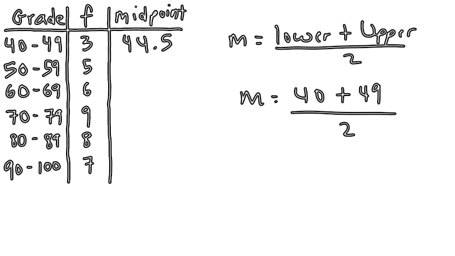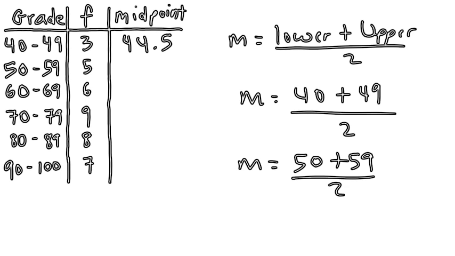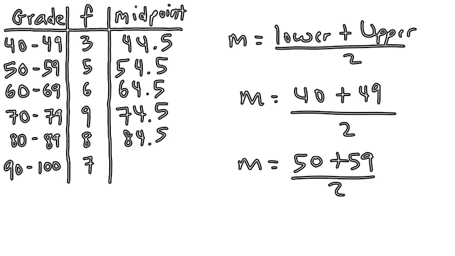Now let's do the same for the next one. So the second midpoint is going to be 50 plus 59 divided by 2. And so that's 109 divided by 2, which is 54.5. At this point, we can see a pattern. The next one is going to be 64.5, and then 74.5, and then 84.5. The last one is different. So it's 90 plus 100, which is 190, divided by 2. This is going to be 95.